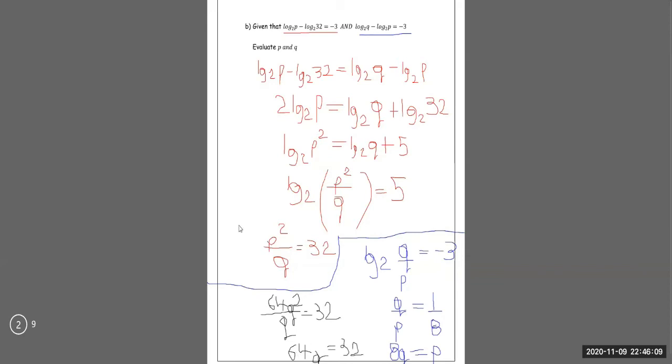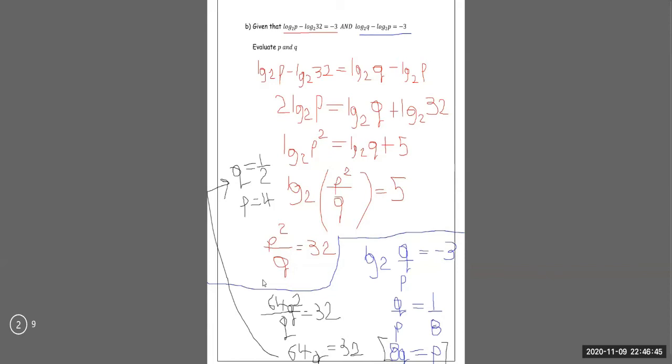Very good. So q is a half. Let's write that all the way right here. We're saying that q is a half. Nice. Now if q is a half, what is p? Look at this. 8q is p. So 8 times a half is 4, and so p is 4. Nice. So that's it.